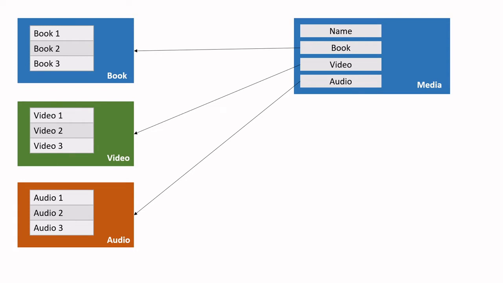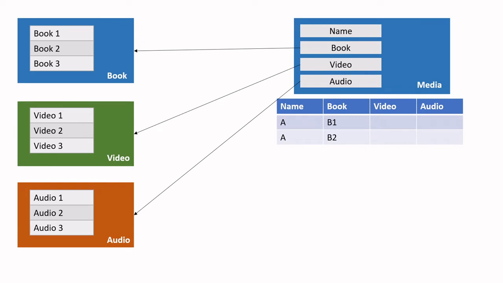If I have this structure, I can save information such as person A is interested in book B1, and person A again is interested in book B2. But having this structure is a major disadvantage. Let's say we need another media table, something like images. Then I need to create a column here for images as soon as I create a table for that, and that will change the schema of this table.